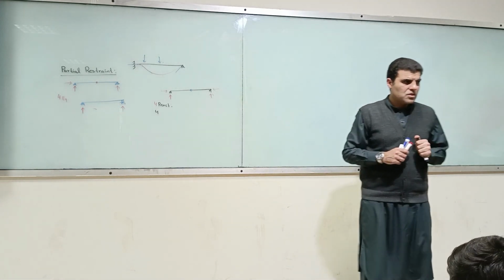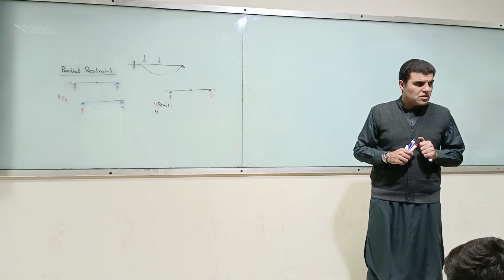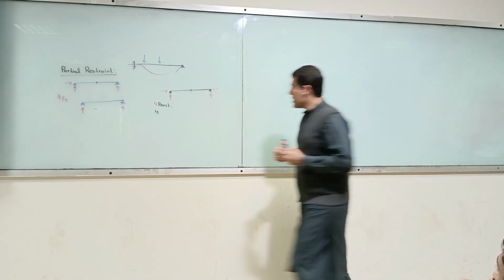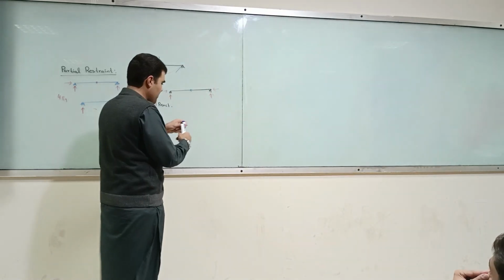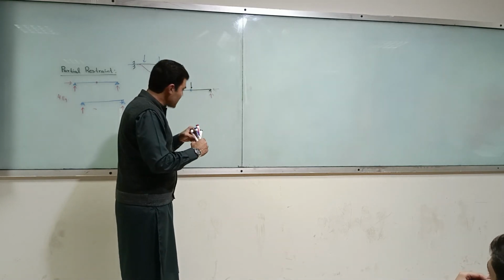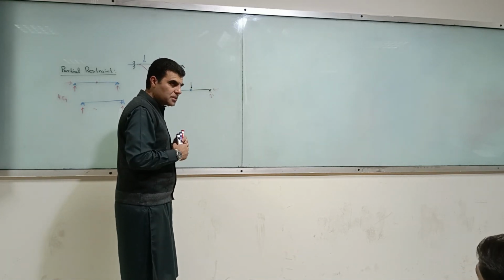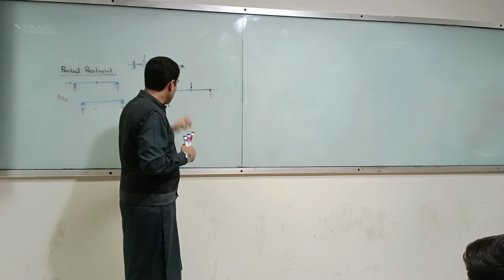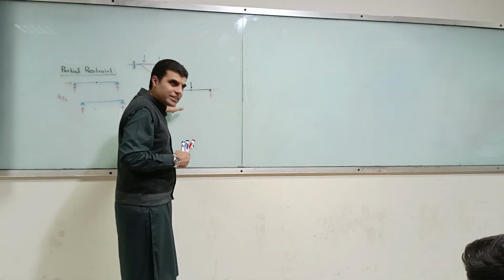When some force is applied in the middle, it will cause some movement at the end, and a pin support cannot. What do you mean? If you apply some load over here, then what will happen? The moment will be produced at the pin support. Why? This pin support can never take moment.